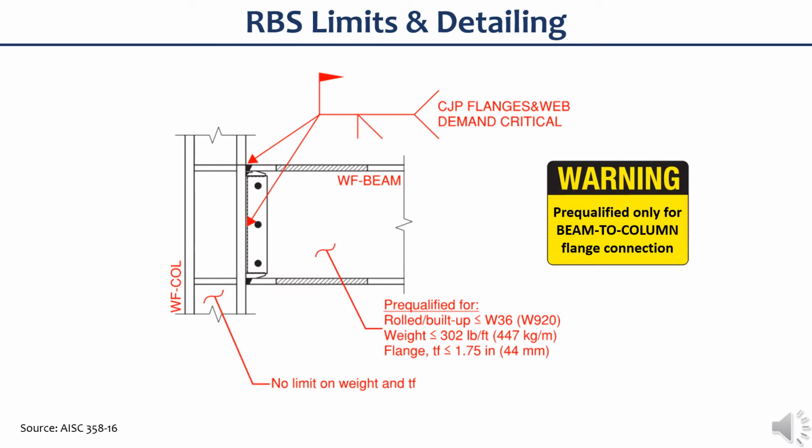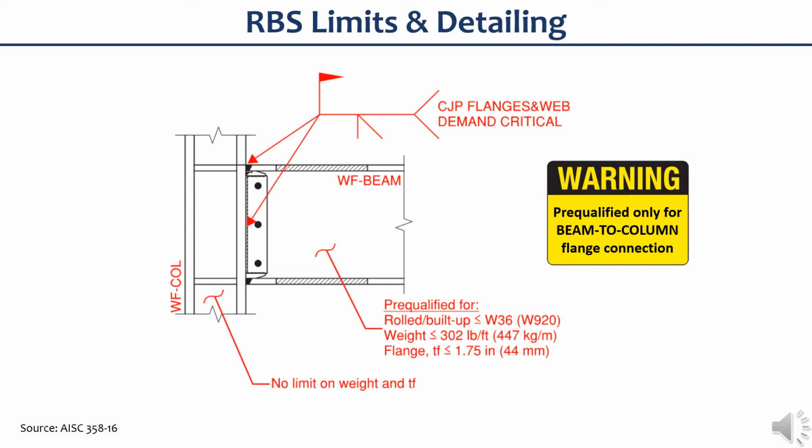With this connection, the beam flanges are field welded to the column flanges using the CJP welds that must be detailed as demand critical. Similar to the beam flanges, the beam web is also CJP welded in the field. Now, since the performance of RBS is not highly sensitive to the geometry of the weld access hole, specific access hole geometry is not required.